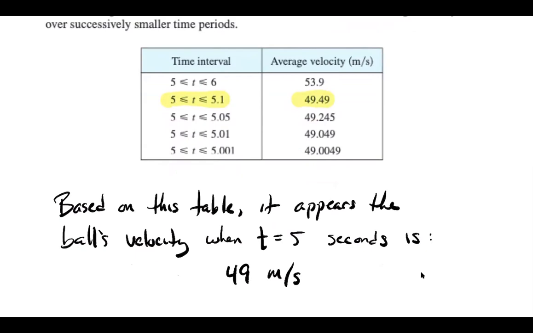49 meters, you can think of, if you've ever been around a track or a US football field, is about half the length of it. So half the length of a 100-meter dash in 1 second. It's moving quite quickly, this falling ball.